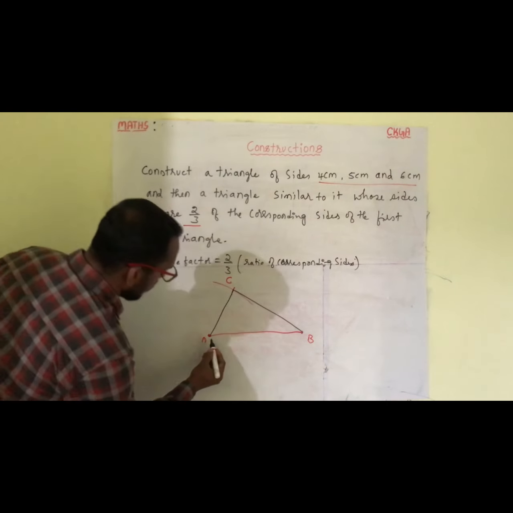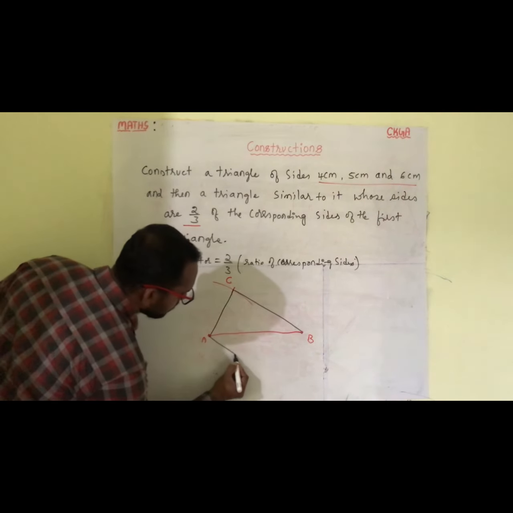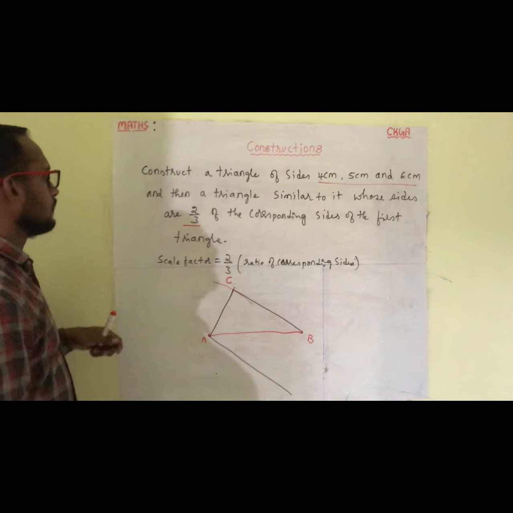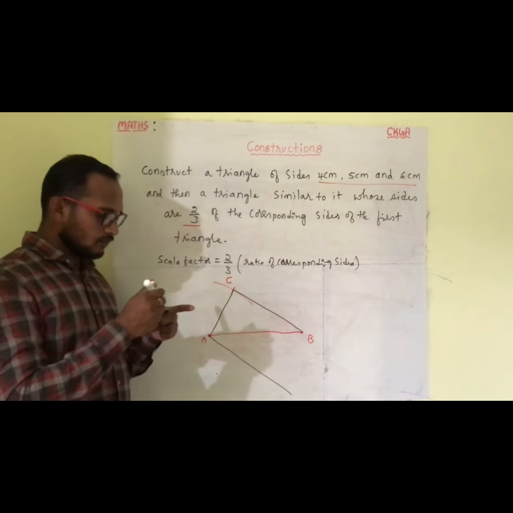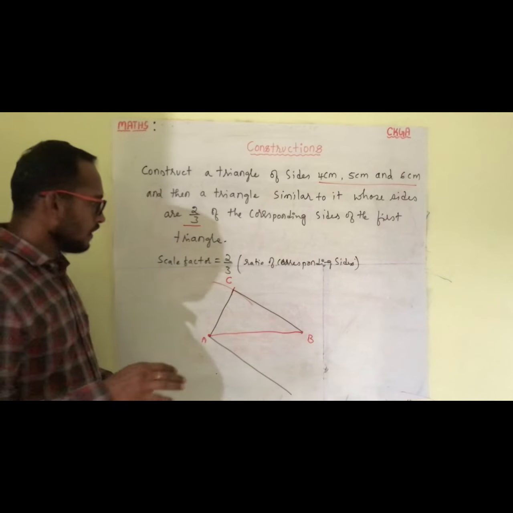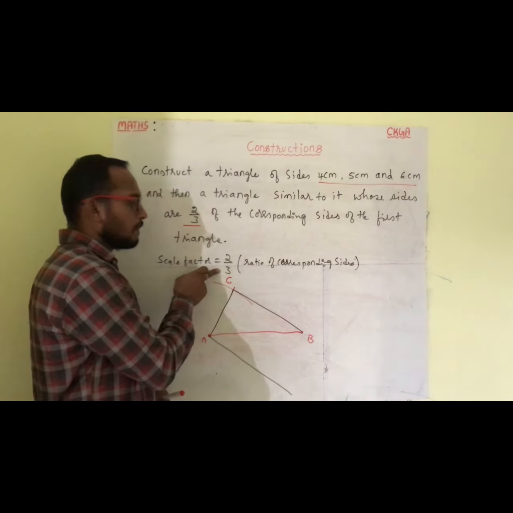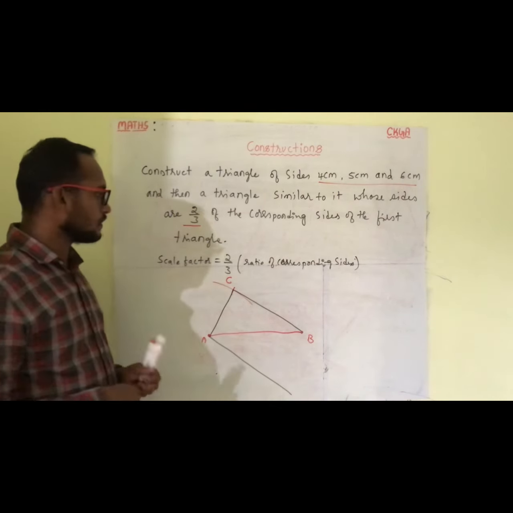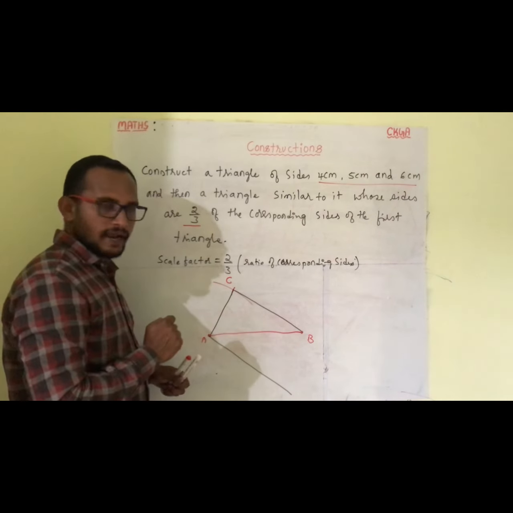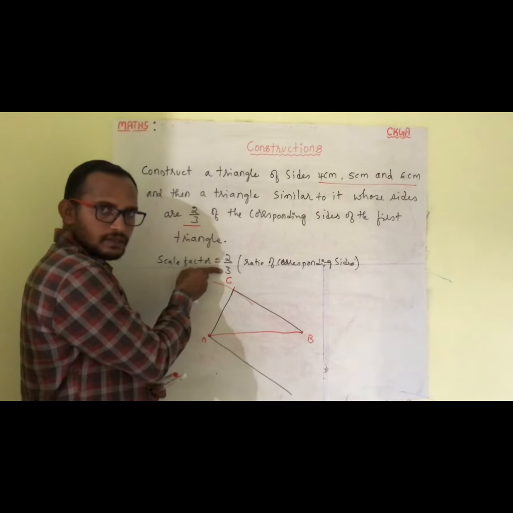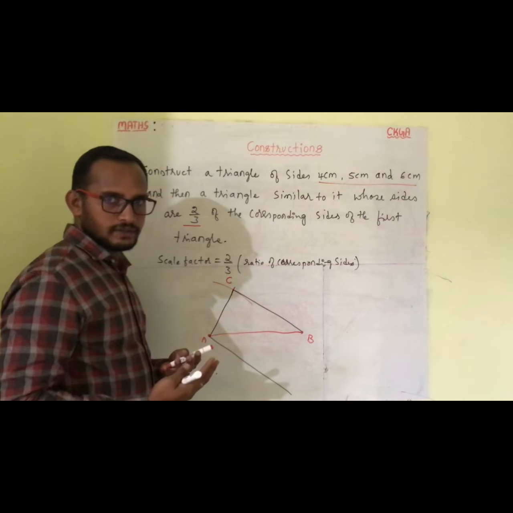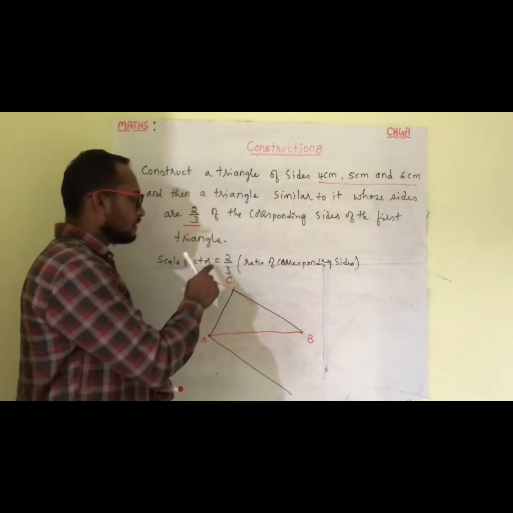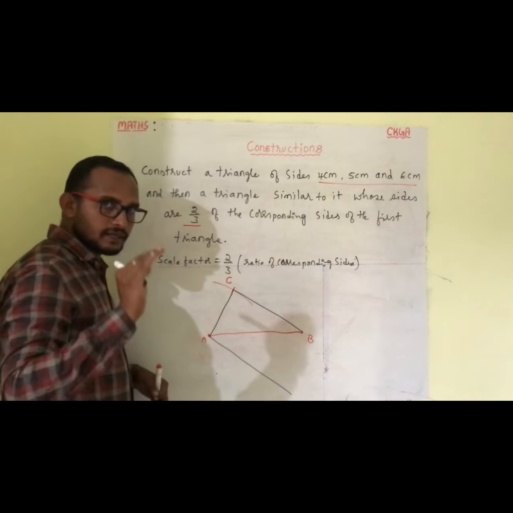Now you just draw an acute angle at A, just like this. Here the ratio they have given is 2 by 3, so this is the scale factor. In the beginning, you look at the denominator portion. 2 by 3 is the fraction, so the denominator is 3. How many parts should you make? That should be the number you observe in the denominator.